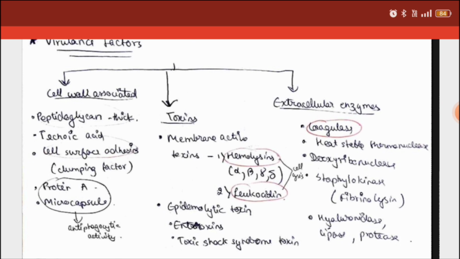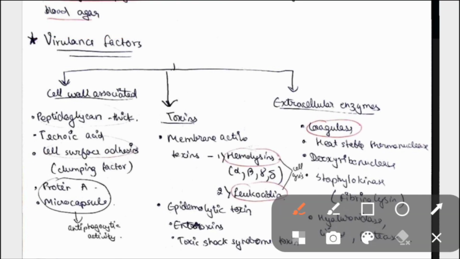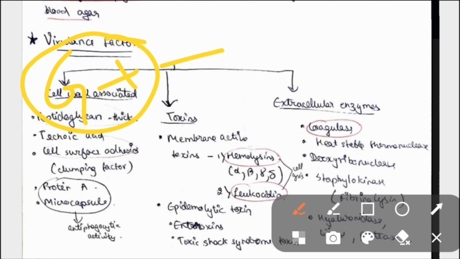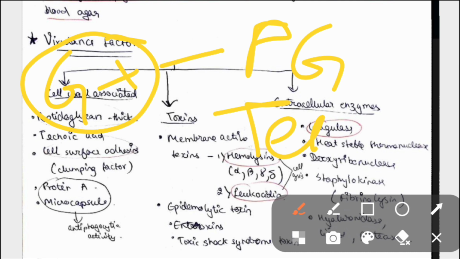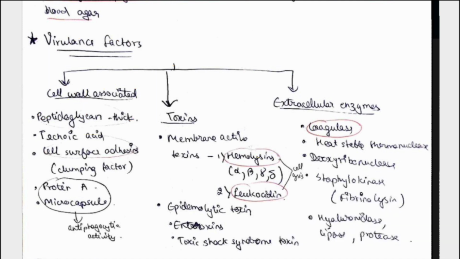Now coming to the virulence factors. As you already know, Staphylococcus is gram positive. For gram staining, what are the characteristics of gram positive? It should have a thick peptidoglycan layer and teichoic acid in the cell wall, and from these you can derive the virulence factors. One is the cell wall associated antigens: thick peptidoglycan, teichoic acid, cell surface adhesins, clumping factor like protein A, and next is the microcapsule.